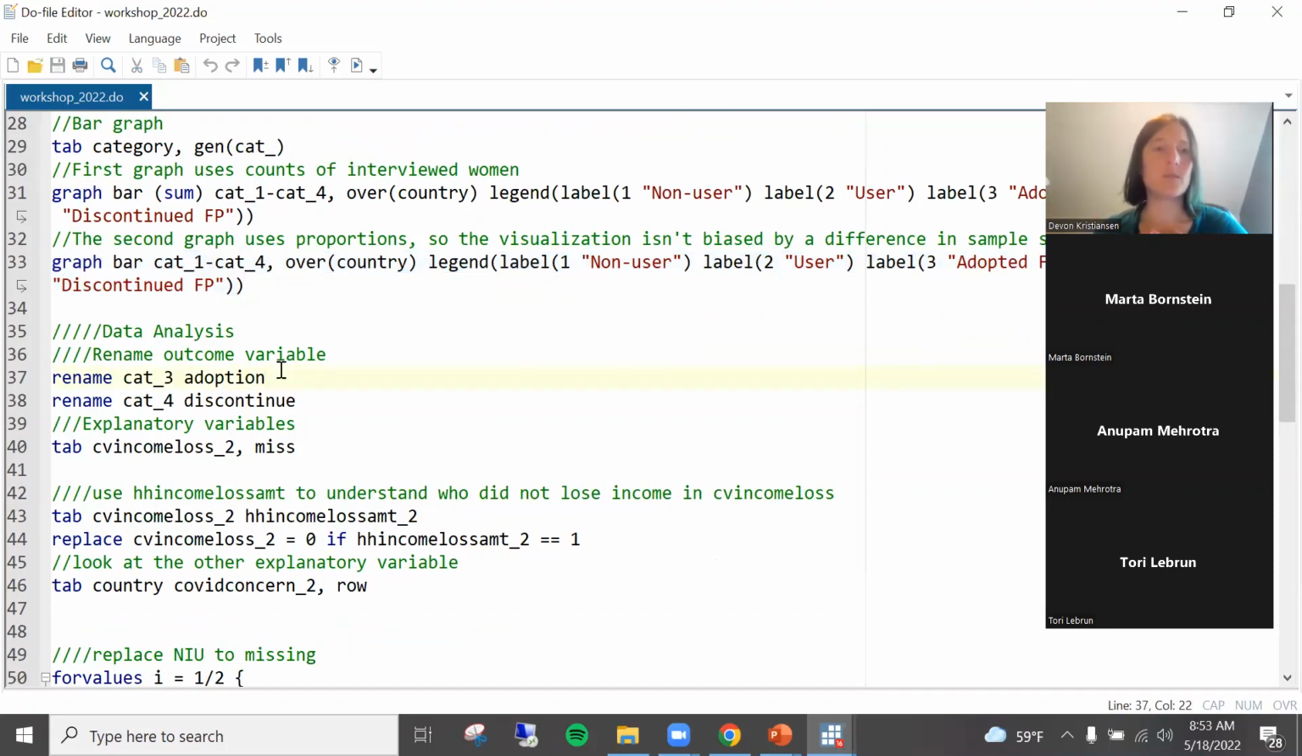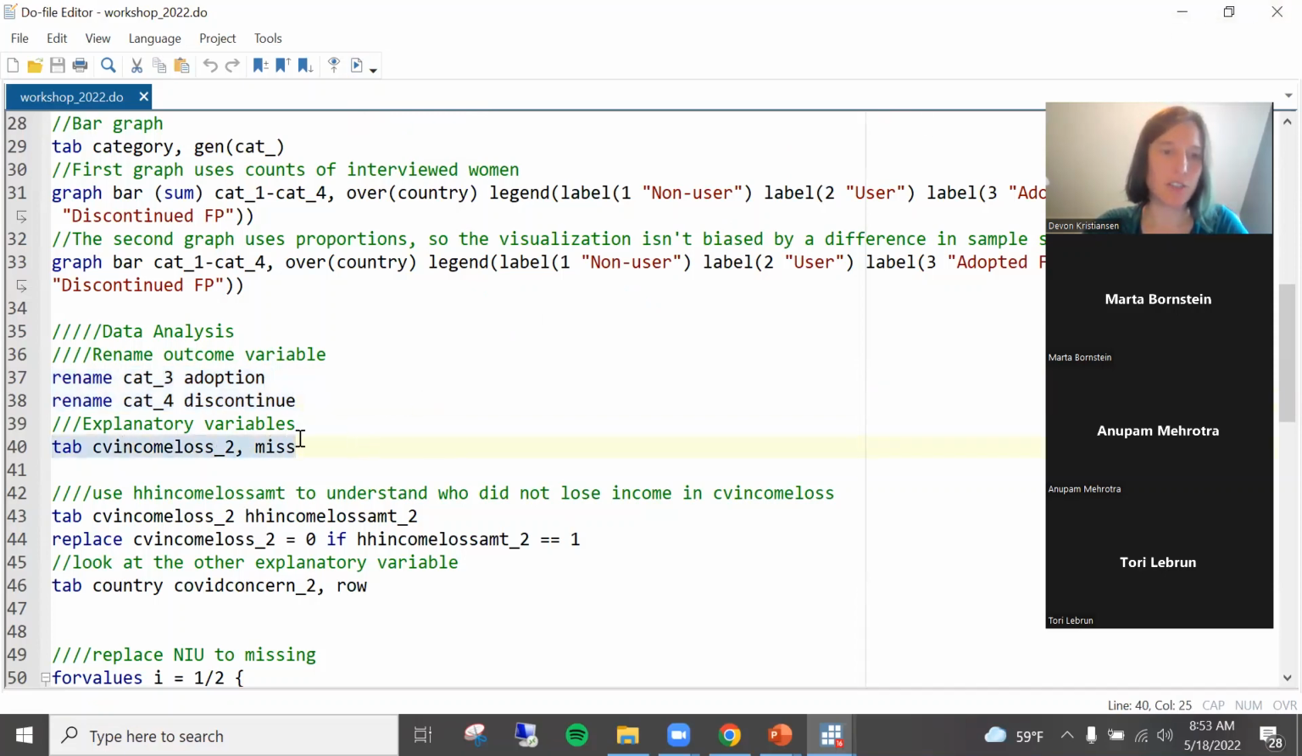So as we said, our simple logistic regression that we're going to focus on today is going to be on whether impacts of COVID had significant effects on whether women adopted a family planning method or discontinued their method. So I'm going to reuse categories 3 and 4 and just rename them to adoption and discontinue, just so it's a lot more clear and we don't have to memorize what 3 and 4 mean.